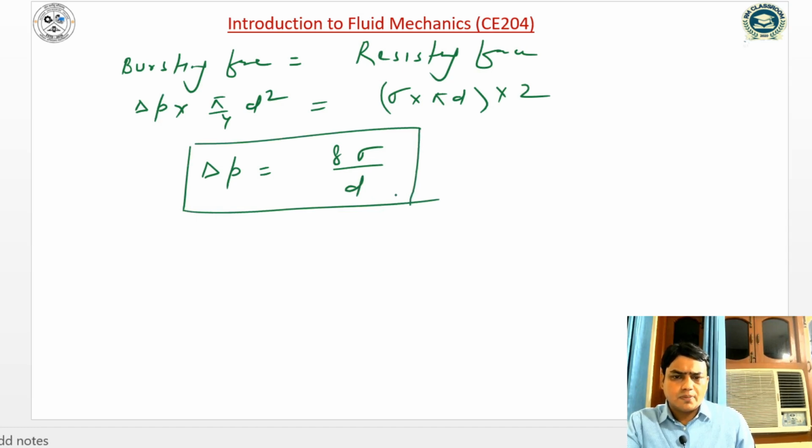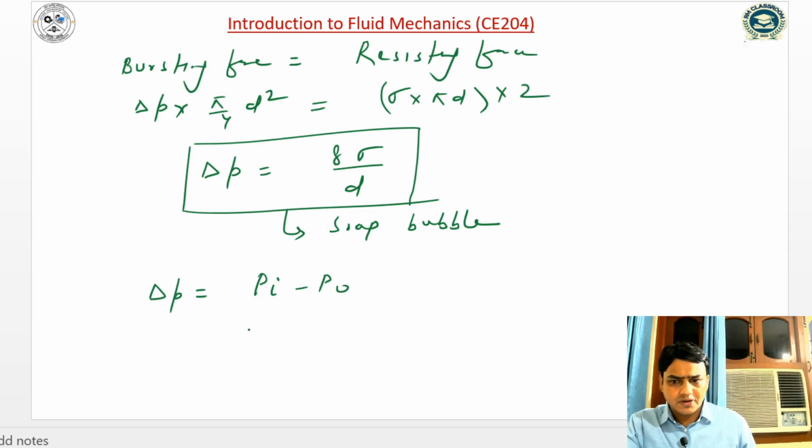So in case of a soap bubble, the change in pressure is 8 times sigma by d. In case of a water droplet, we have seen that delta P is equal to 4 sigma by d. Here delta P is equal to Pi minus P naught, sigma is the surface tension and d is the diameter of the soap bubble.